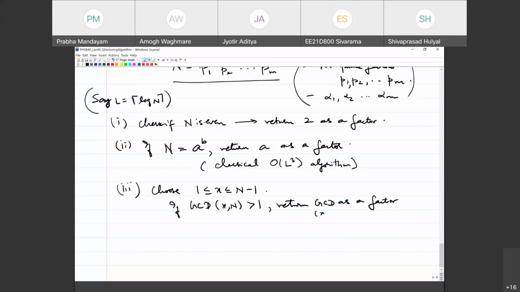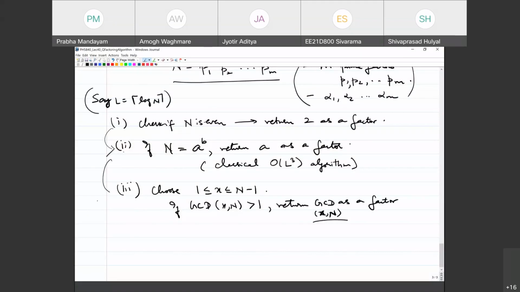Basically, you're trying to get to a point where you now have an x which is co-prime with n, right? So the next step you proceed only if the first step is a no, right? So you keep repeating the first step until that becomes a no, and then you proceed to the second step. Then you check this and then you proceed to the next step.